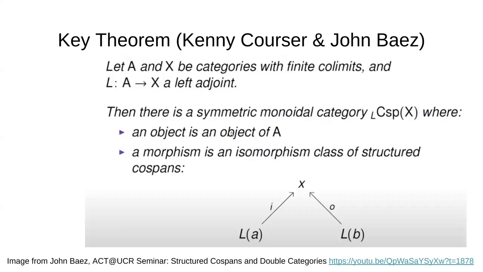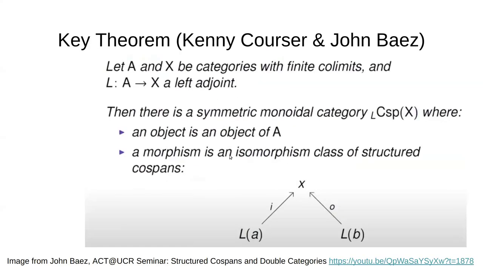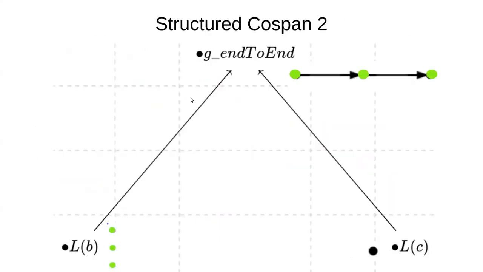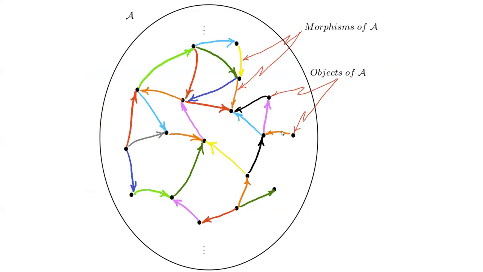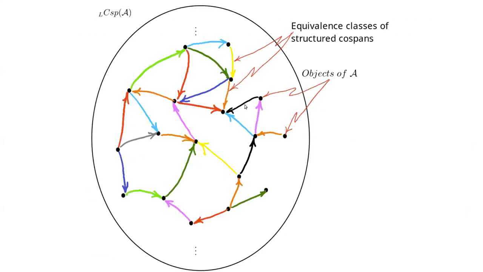There's a symmetric monoidal category where an object is an object of A, like one of these, and the morphisms are isomorphism classes of structured cospans. Okay, now we're not gonna go too deep into this, but you could be forgiven for thinking at first blush, oh, this is some structured cospans going between them. Not so. Remember much earlier I said, hey, there's this category, these are objects of A, and what are these things? They're morphisms of A, right? But now these are objects of A, and these are isomorphism classes of structured cospans, which have this foot and this foot. It's going from this foot to this foot, okay?